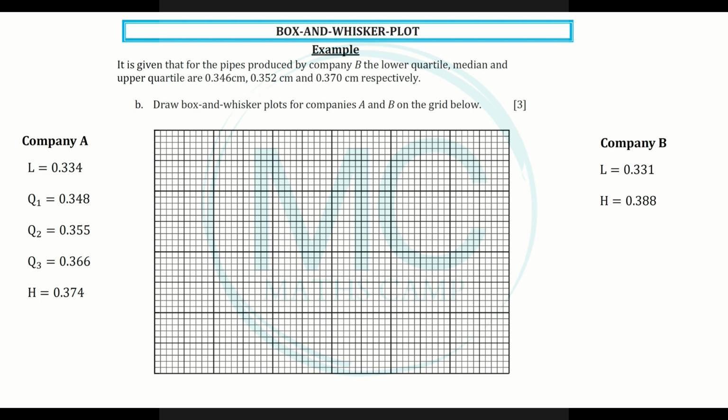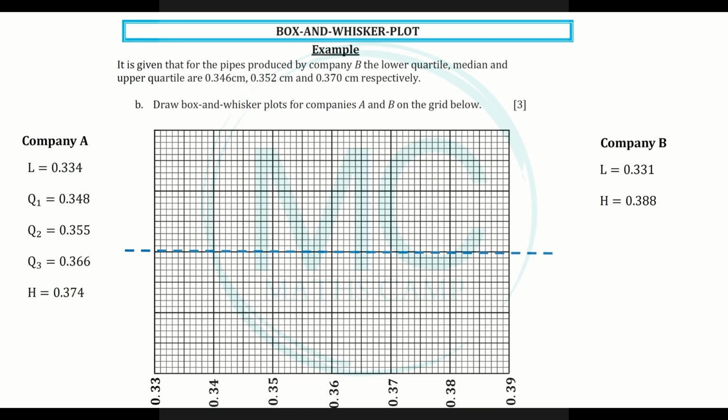We need to draw plots for company A and company B on the same graph. So let's divide our graph into two. Before we can draw our actual graph, we need to include values along the x-axis. The lowest value is 0,331 and the highest is 0,388. Use as much of your graph as possible and make sure that your intervals are evenly spaced. So in this case, I'm going to create intervals from 0,33 to 0,39. And now I can plot my points.